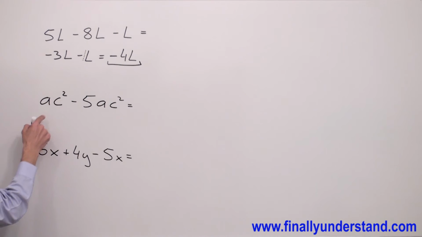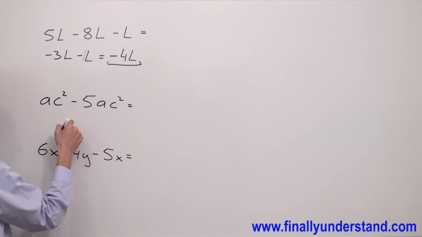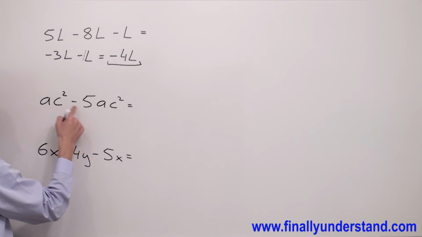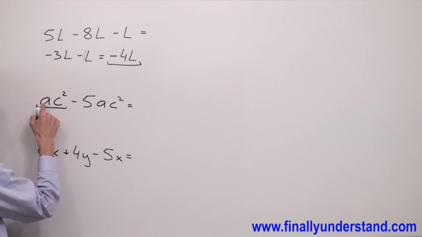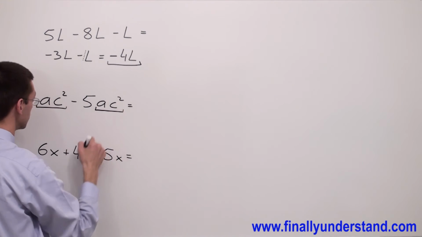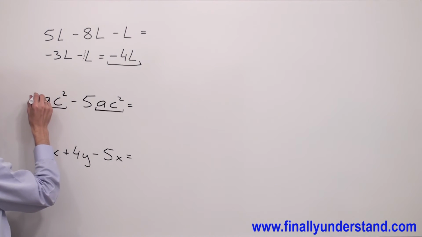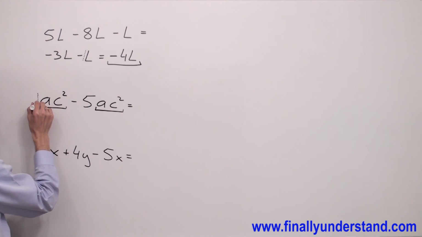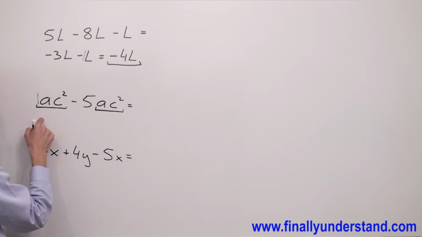Let's take a look at the second example. I have AC squared minus 5AC squared. These two terms are like terms. Why? Because the first term contains AC squared and the second term also contains AC squared. Remember, anytime there is no numerical value next to the variables, we always have an invisible 1.